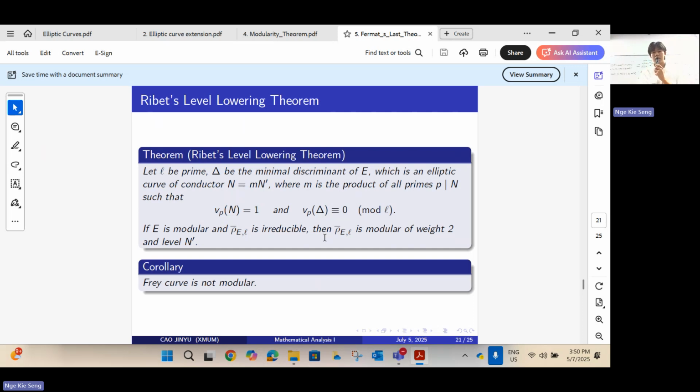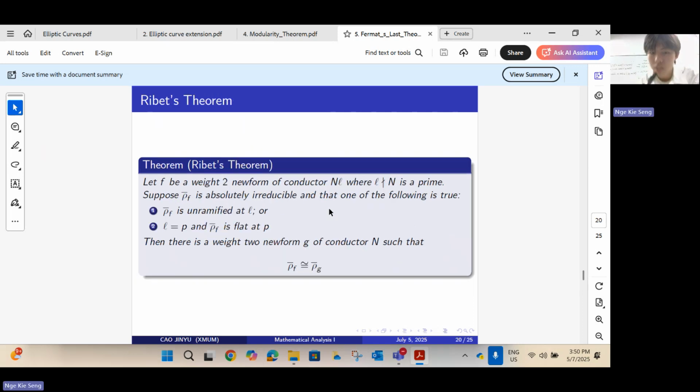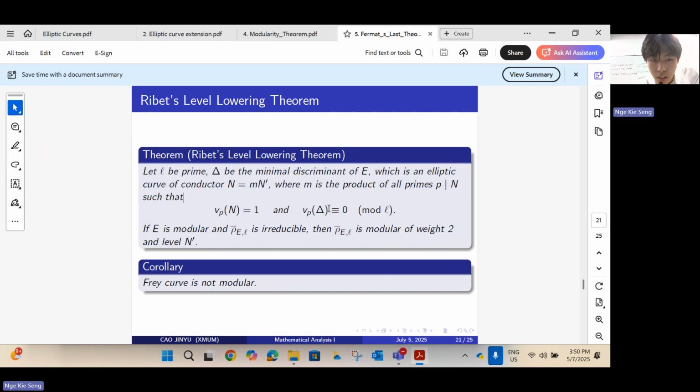So actually they are similar, because you can see from the condition of the first one that its conductor is Nl, and after that, the conductor of the newform g is N, and here it is the same. So then we get the corollary that the Frey curve is not modular.